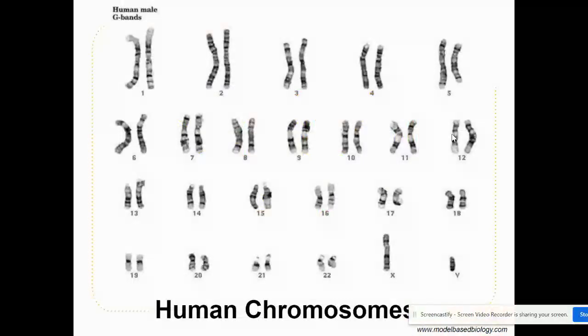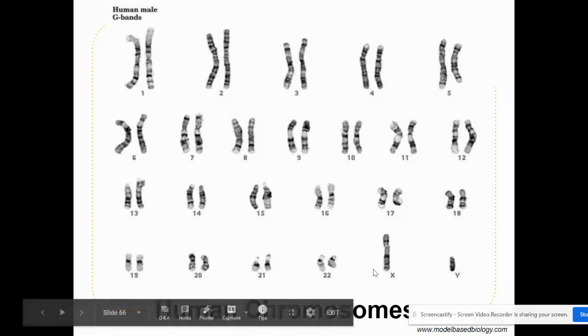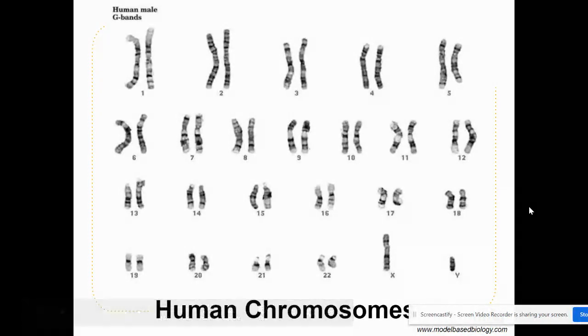So this is a photo of a human karyotype. Okay, this is all of the human chromosomes, 1 through 23. 23 is going to be the gender chromosomes. So this, as we can see, because there's an X and a Y, this is a chromosome karyotype of a male.